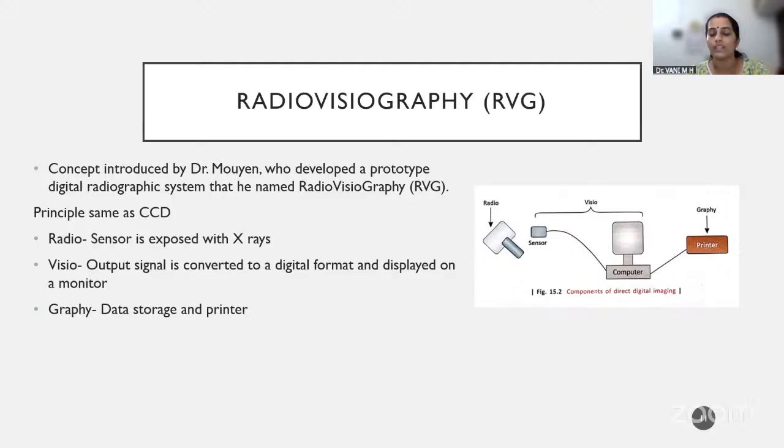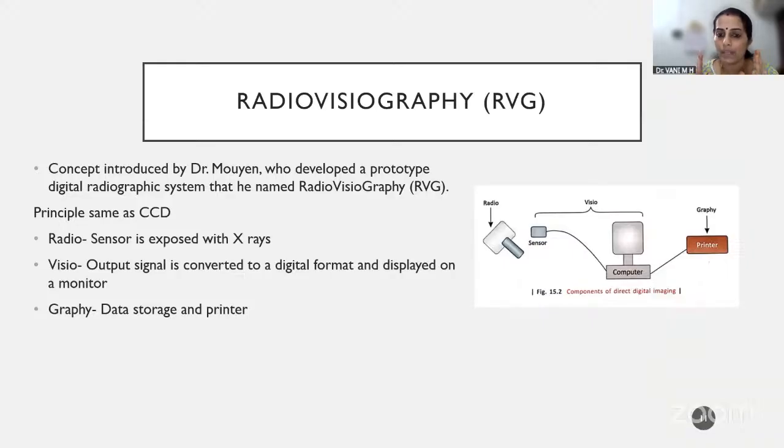Radio means where the sensor is exposed to the X-rays. Then visio means the output voltage signal is converted to the digital format and displayed in shades of gray on a monitor. Graphy is how you are storing the data, enhancing it, or using it for printing, etc. So that is how radiovisuography works. And that is why Dr. Moyen introduced the term radiovisuography.